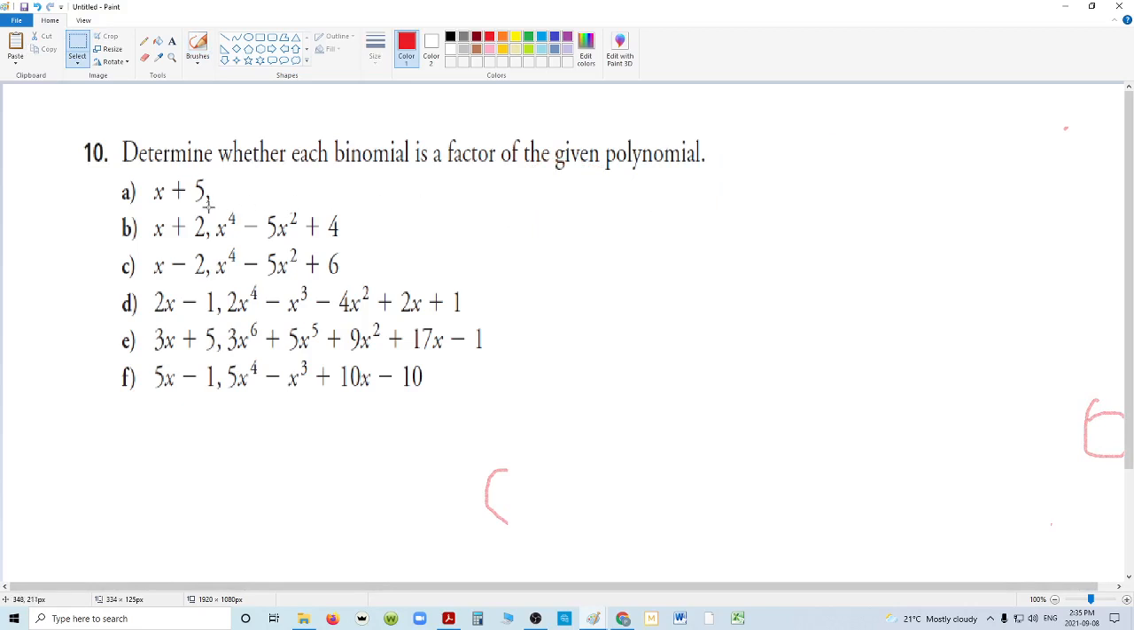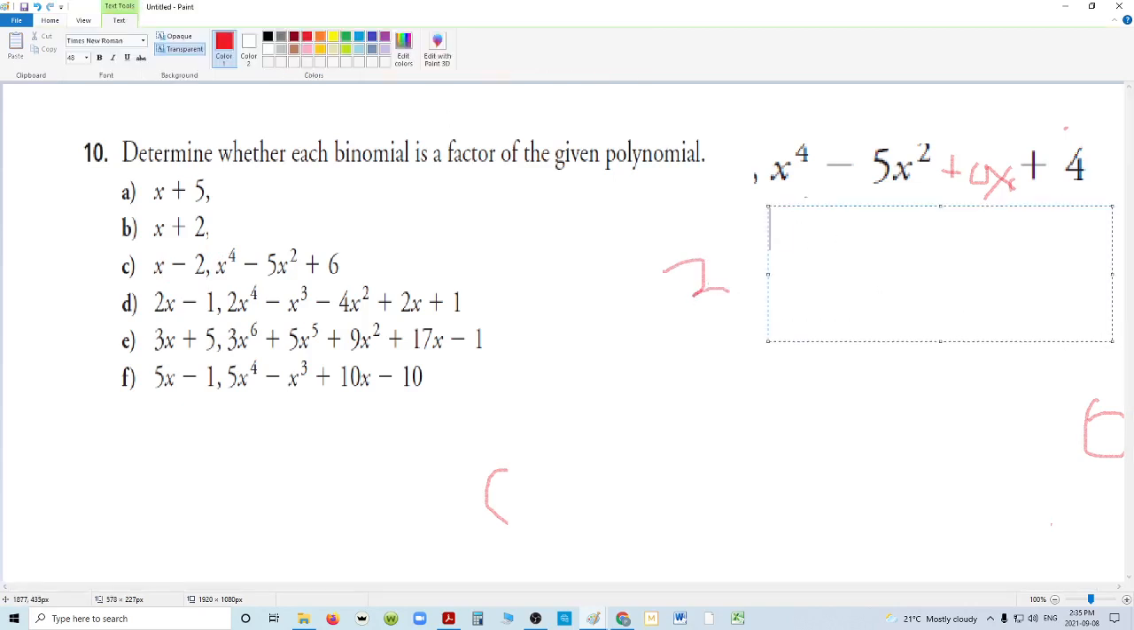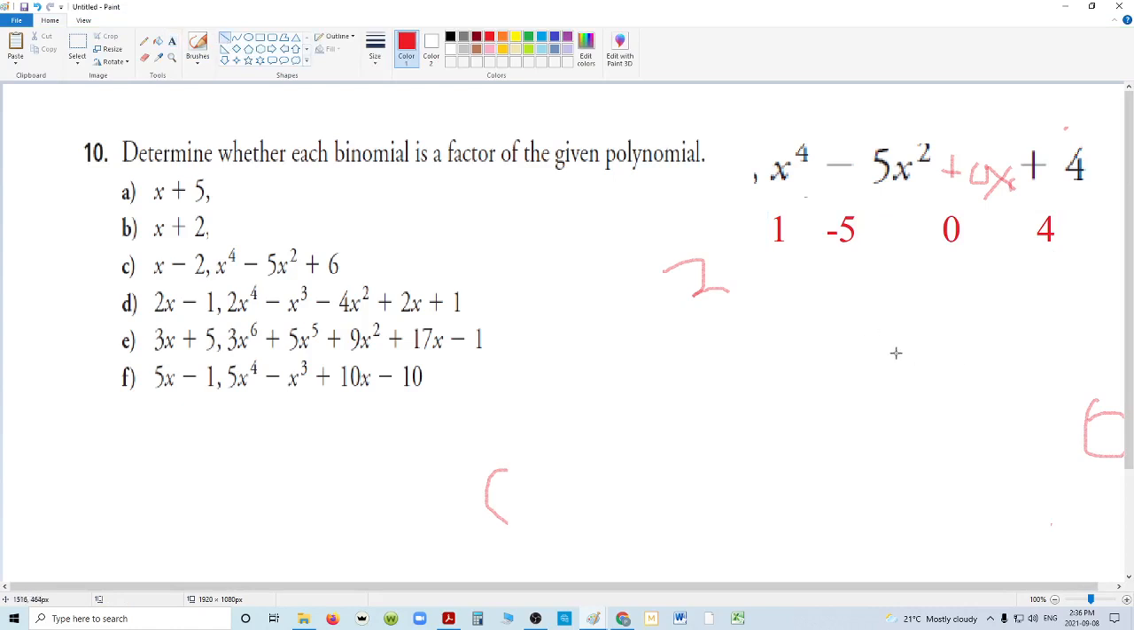Let's try the next one. Am I missing an x value? Yes, I am. I'll just drag it over. I'm missing an x over here, plus 0x. So right here I have plus 0x. It's important to include all your values. And then what's the root of x minus 2? It's 2. Let's bring down the numbers in front of each of these terms. It's 1, minus 5, 0, 4. Let's make a reverse long division box. It just makes things easier.